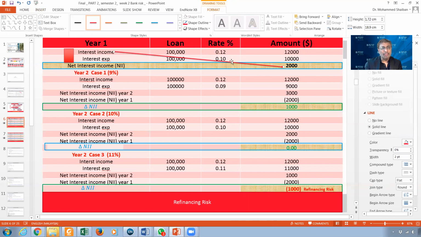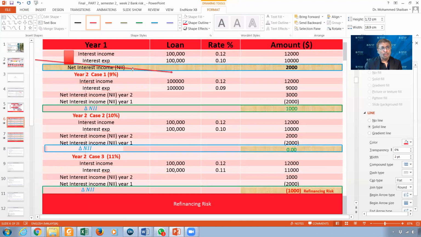Now, what would happen in the second year? In the second year, we are talking now about the deposit, this case for the deposit, which is the refinancing risk. Now, the second year, it could be drop. And in this case, as you can see, I will make 3,000, which means now I will pay only 9 million and receive 12 million. I get 3 million, while in the first year, I used to have 2 million.